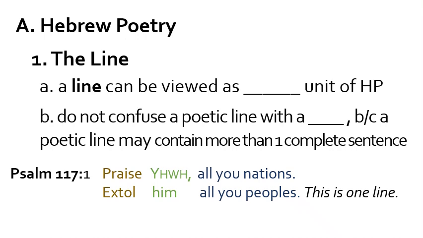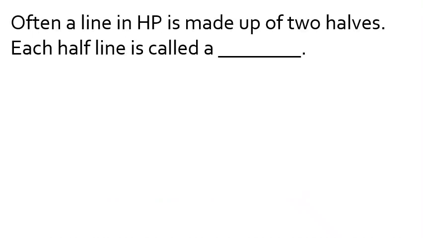So Psalm 117:1, praise Yahweh, all you nations, extol him, all you peoples. Those two parts of this, two complete sentences, are one line in Hebrew. Often, as we just saw in Psalm 117, a Hebrew line is made up of two halves. Each half line is called a colon, C-O-L-O-N, colon.